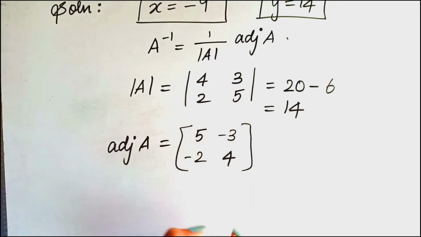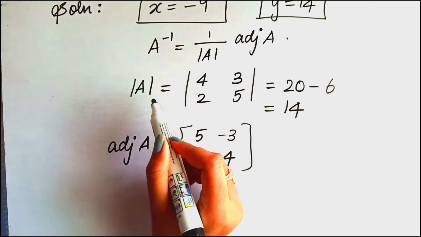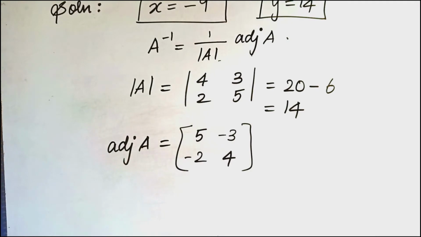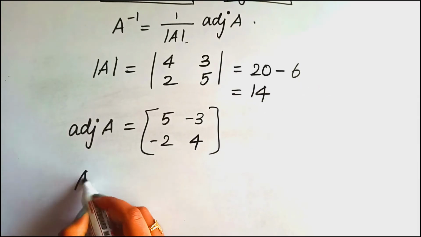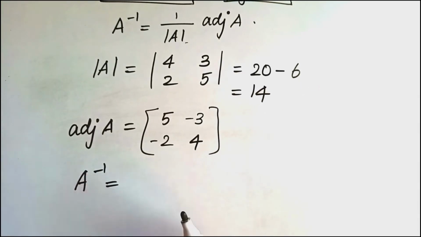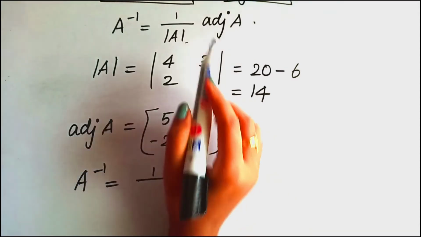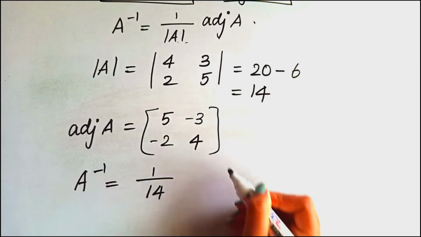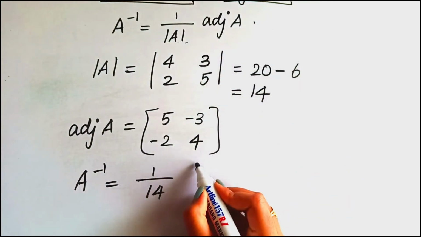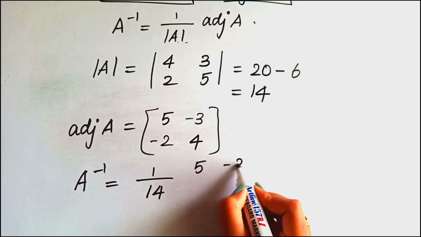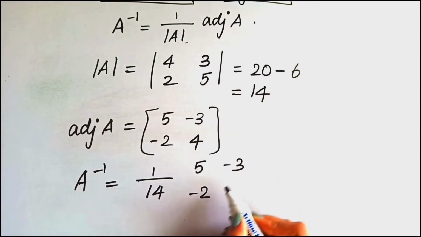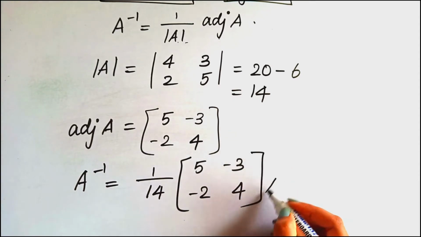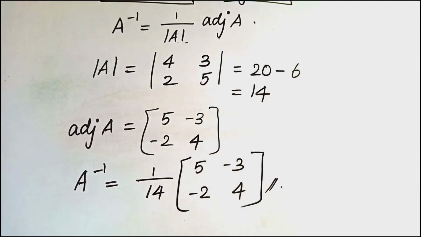Okay, now we have found the value of determinant of A and adjoint of A, so let's substitute that here. A inverse is equal to 1 divided by determinant of A. So what's determinant of A? 14. So 14. And then adjoint A. So we have to substitute the value of adjoint A here, which is 5, minus 3, minus 2 and 4. So therefore we have found the value of A inverse.